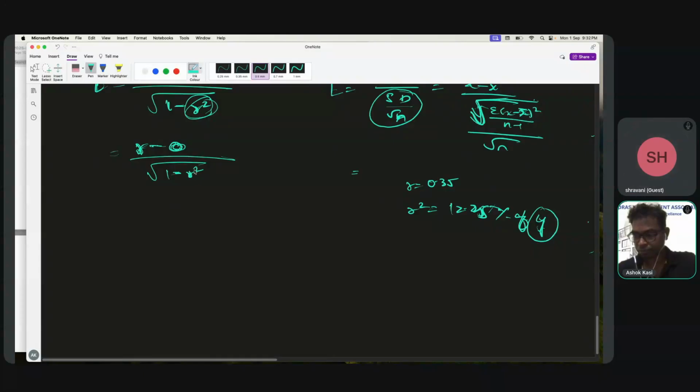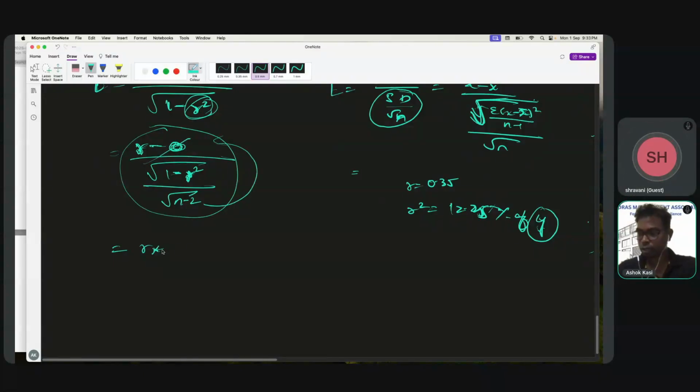1 minus r square. You think it is correlated, so 1 minus will be not correlated, no? Not correlated, divided by root n. I'm writing root n minus 2 because there are two variables over here, so the degree of freedom here is n minus 2. So this is the original formula, which I will shift. Because this 0 I'm ignoring, I will shift it over here: r into root of n minus 2 divided by root of 1 minus r square.